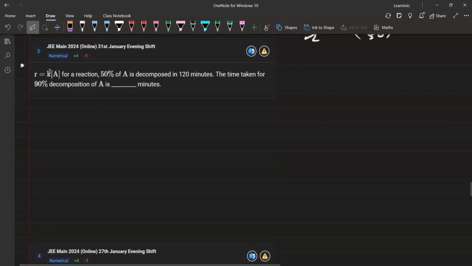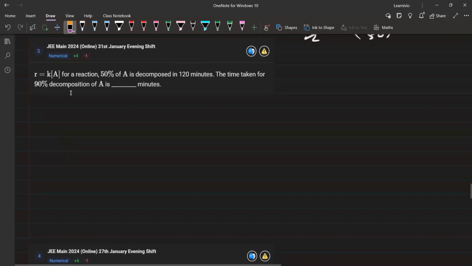Okay. Here, the rate is equal to K into the concentration of A for a reaction. 50% of A is decomposed in 120 minutes. The time taken for 90% decomposition of A is dash minutes. Here, one thing is there: how do you know what is the order? So they have given you the rate equation. R is equal to K into the concentration of A to the power 1. What is the power here? It is 1. That is why it is a first order reaction. So from T half, you will calculate the K, and once you get the K, you can calculate for 90% decomposition.